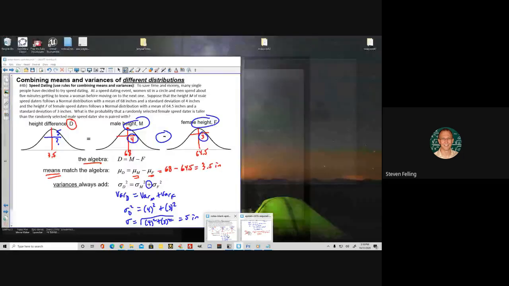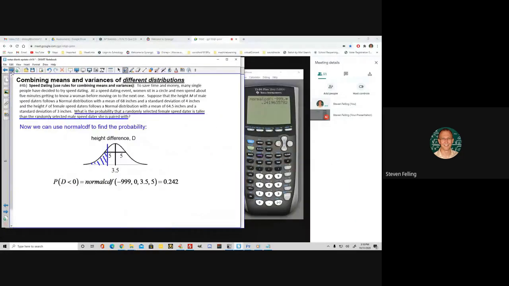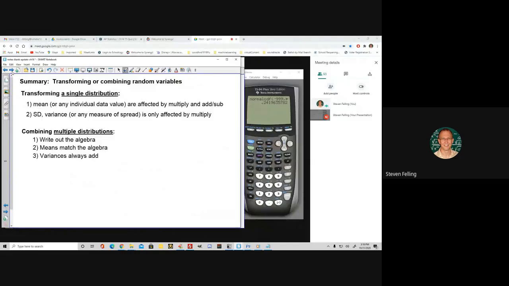Okay, let's go back to the notes for a second. Okay, to summarize, there's two things you can do with distributions. If you have one distribution, you can transform that, right, by adding or multiplying things, right? And the rule is that the mean is affected by both the multiply and the add and subtract, but standard deviation or variance or IQR or any measure of spread are only affected by the multiply, but not by the adding and subtract, okay? But if we're combining multiple sources that each have their own variation and they're independent, you write out the algebra, the means follow the algebra, and the variance is always add. Okay?